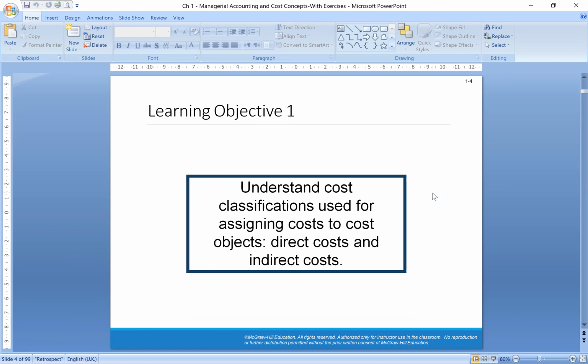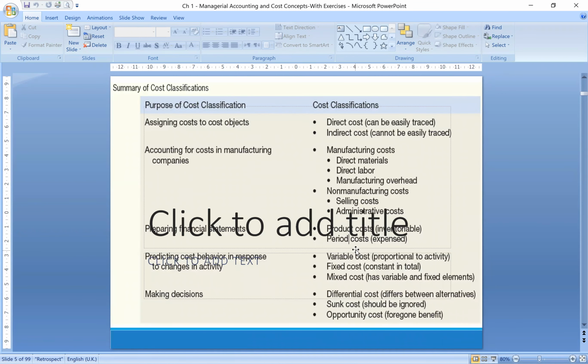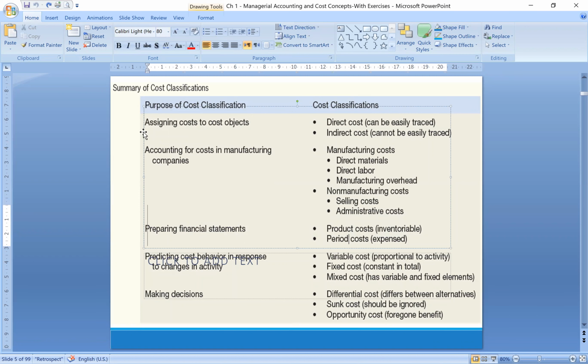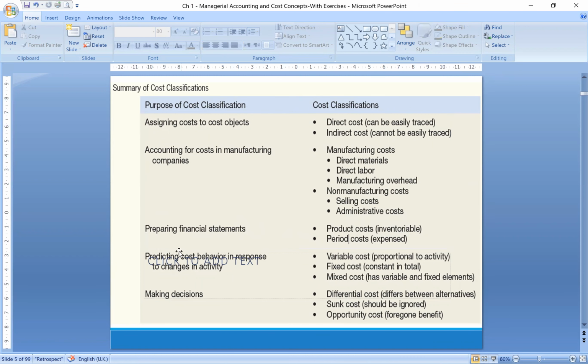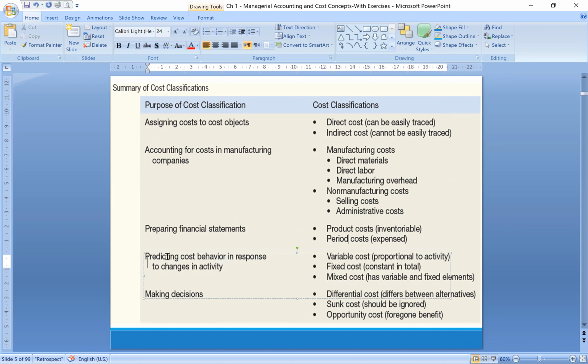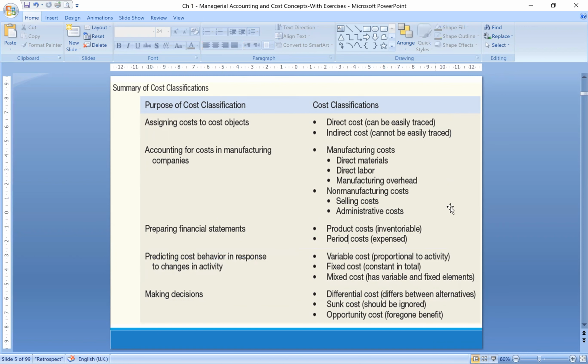So objective number one, we'll talk about understanding the cost classifications used for assigning costs to the cost objects: direct costs and indirect costs. This slide is a summary. This slide can be a summary for the classifications, and this will be discussed through the chapter. So for the purpose of cost classification, we need to say that a cost is direct or indirect. And we'll discuss each classification in a minute.